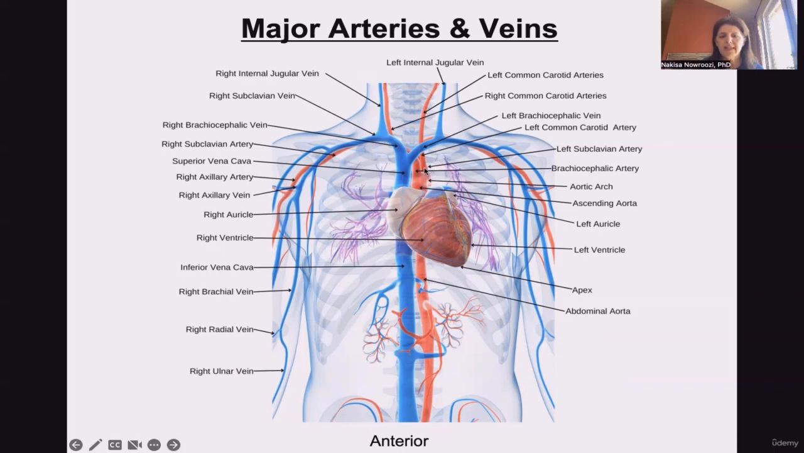Then you have the left common carotid artery, and in the very back, it shows a little bit of the left subclavian artery. The superior vena cava is further divided into the right brachiocephalic vein and left brachiocephalic vein. They are divided into the right subclavian veins, right internal jugular veins and right external jugular veins, which we don't see here. Then with the veins it is the same: we go to axillary veins and axillary arteries, then brachial veins and arteries, then ulnar veins and radial veins.